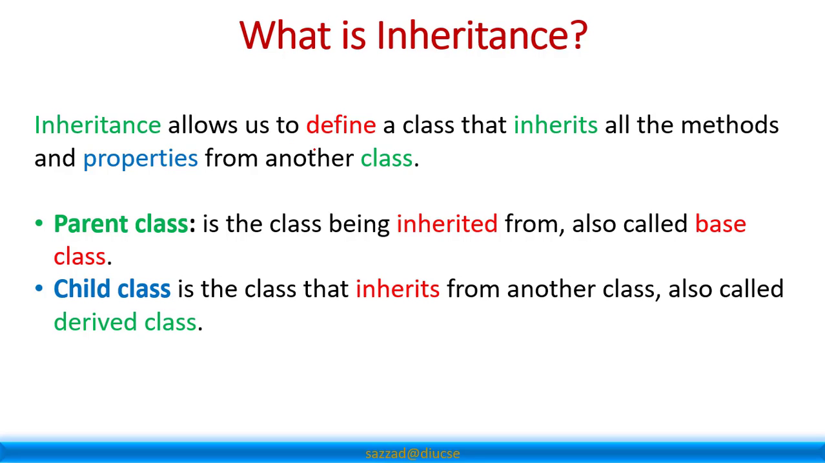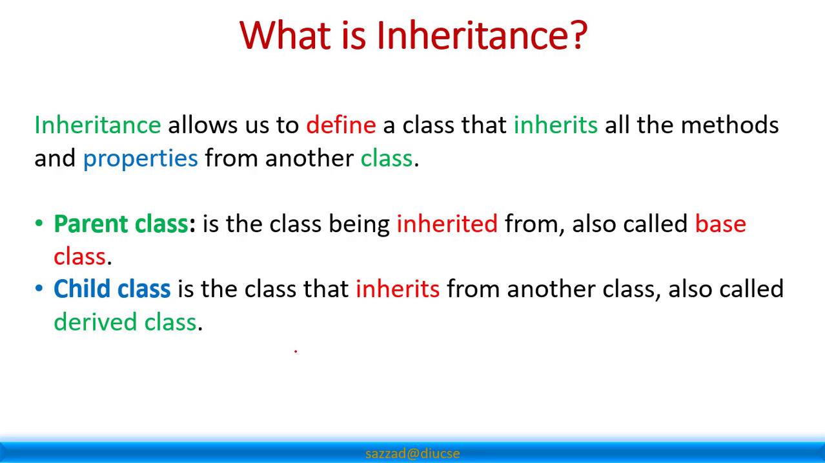Inheritance allows us to define a class that inherits all the methods and properties from another class. That means if we talk about inheritance, there will be at least two classes. One of them is called the parent class and the other is called the child class. The parent class is the class being inherited from, also called the base class. And what is a child class? A child class is a class that inherits from another class, also called a derived class.